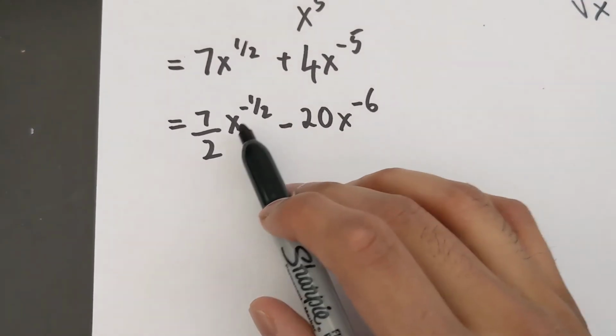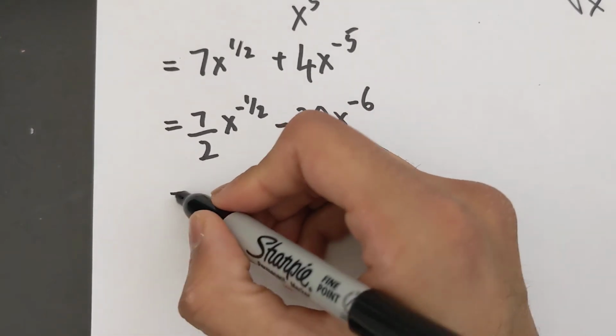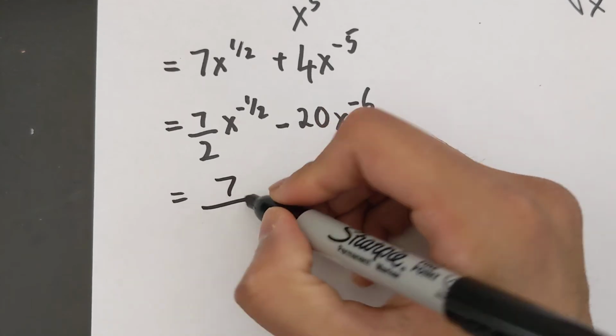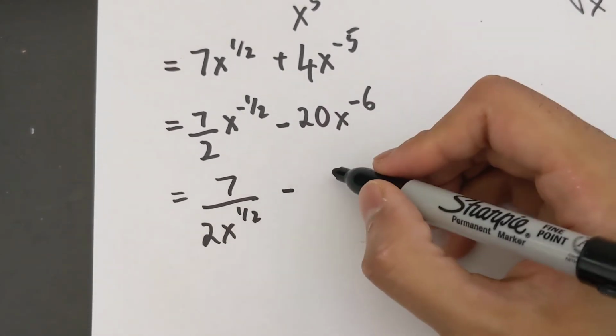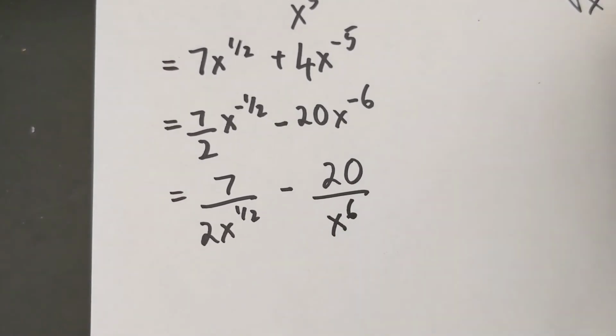Finally, I have to simplify this and get rid of the negative exponents in my final solution. This is my derived solution. So I'm going to move this x to the minus half to the bottom. So I have 7 over 2x to the half. And here I'm going to move the x to the minus 6 to the bottom. So that is my final solution for this question.